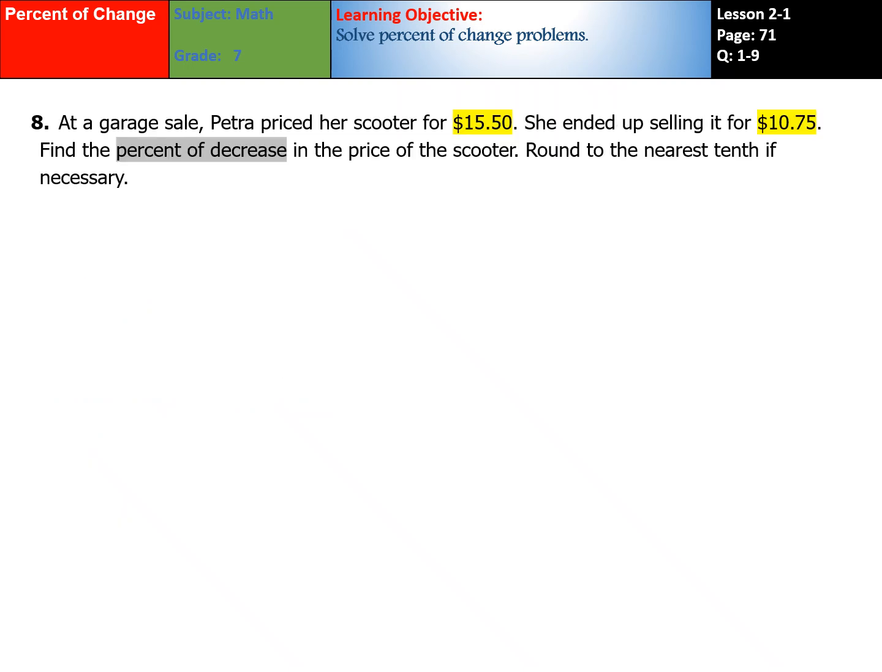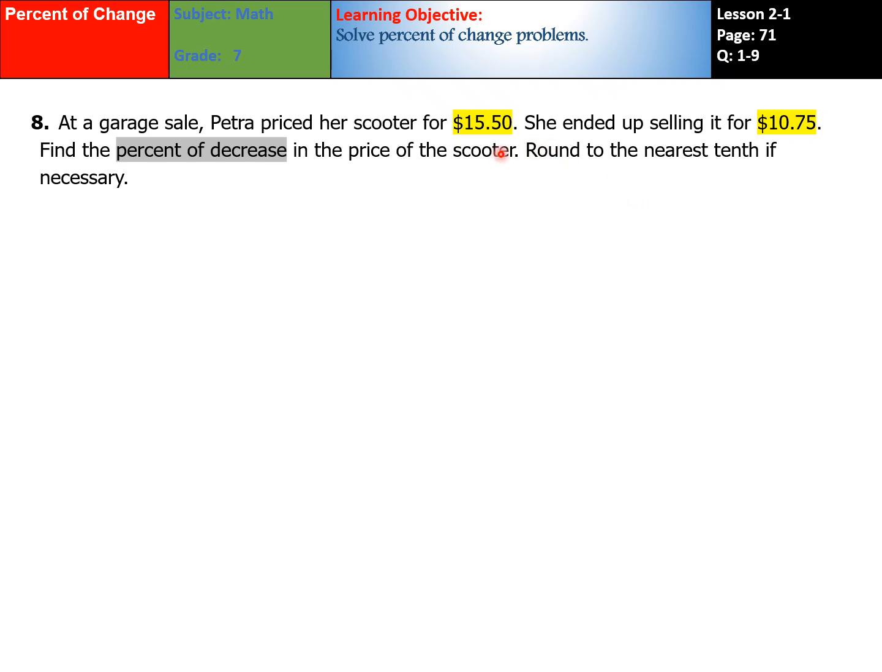At a garage sale, Petra priced her scooter for $15.50. She ended up selling it for $10.75. What is the percent of decrease in the price of the scooter? Rounded to the nearest tenth if necessary. Nearest tenth means one digit after the decimal point.